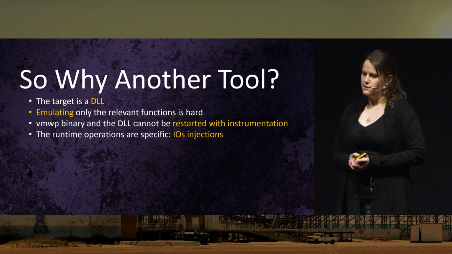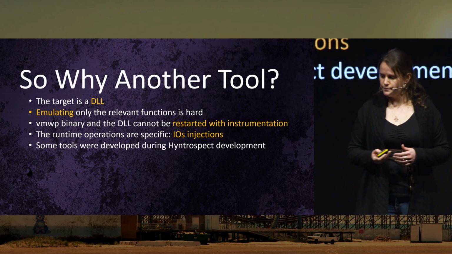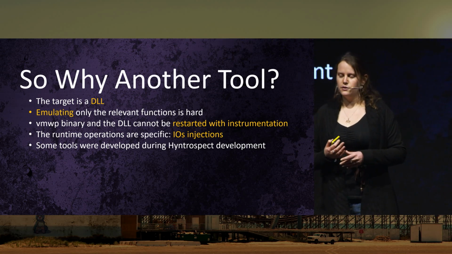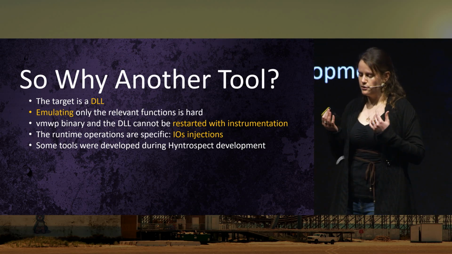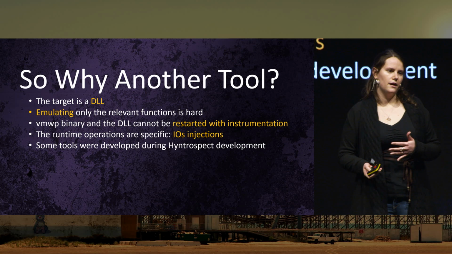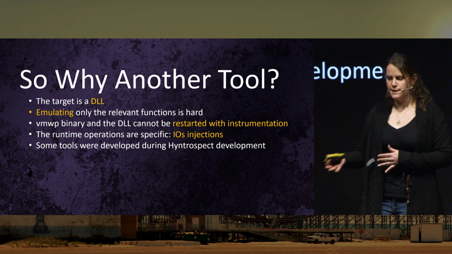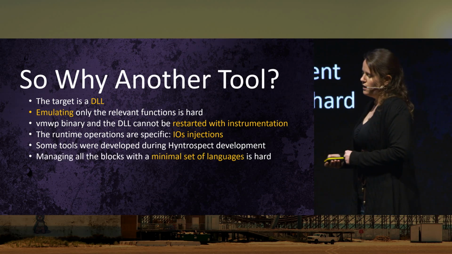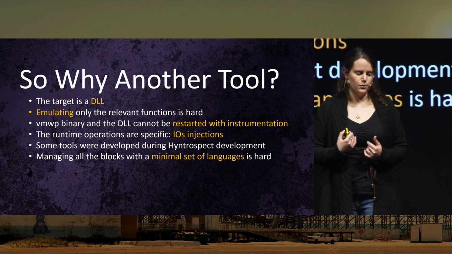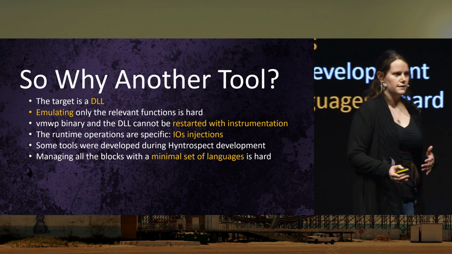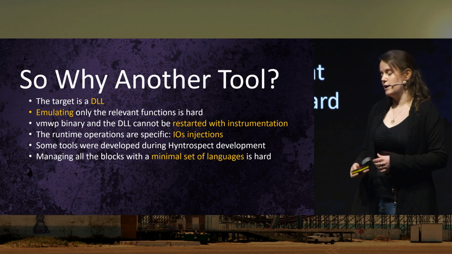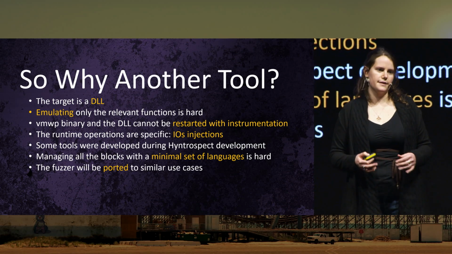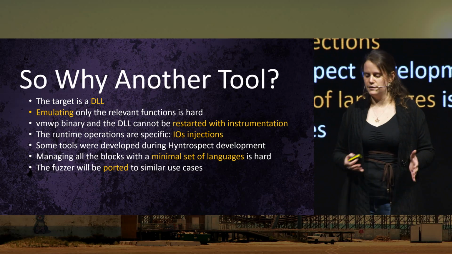Also, the runtime operations are very specific, injecting IOs. Something also I want to talk about. When I started developing, some tools did not exist at that time, and I'm thinking about Jackalope, for example, developed by Project Zero. And that's also possible for future optimizations to modify the implementation to include those. That could be helpful. And something I added to myself as a constraint was to use a minimal set of programming languages because I wanted it to be easy to maintain in the future. So added constraint. And eventually, I wanted the fuzzer to be portable to other cases in the userland of the root partition. So I wanted something generic enough.